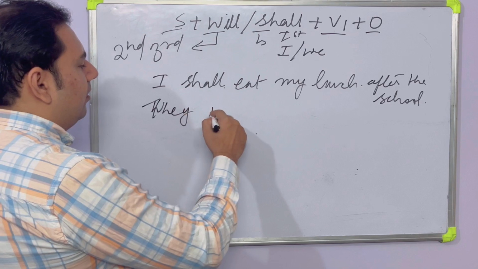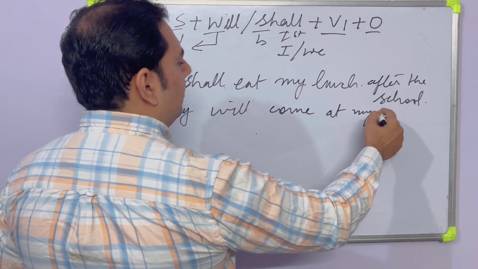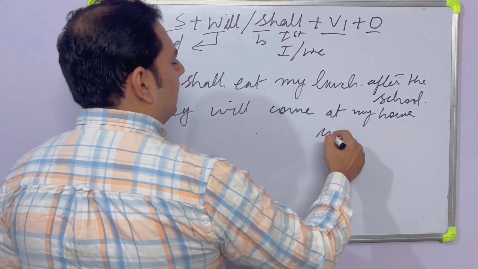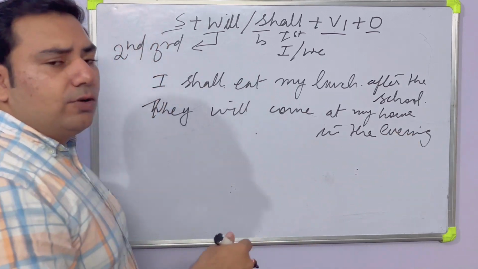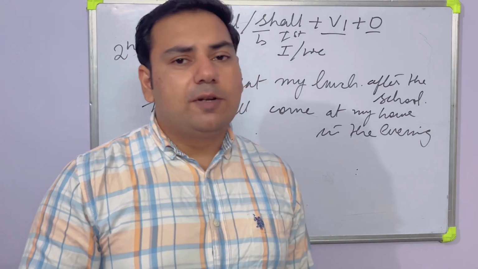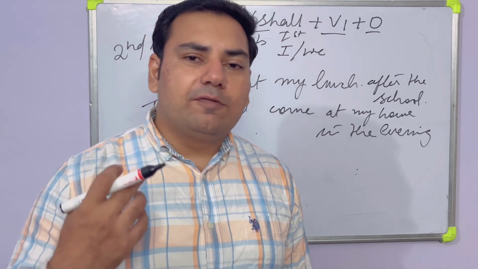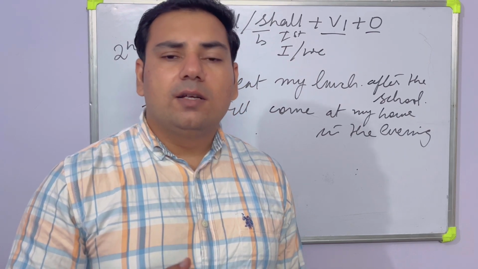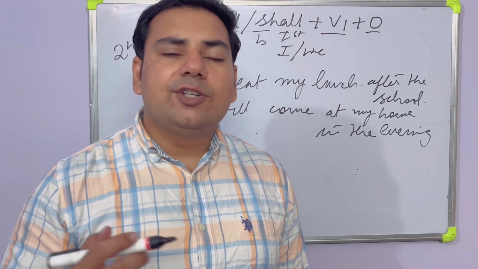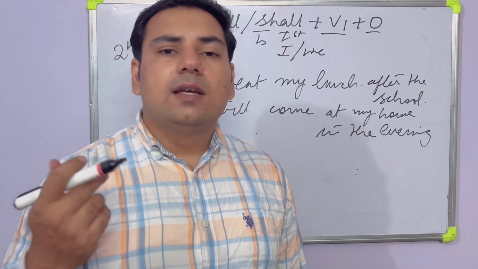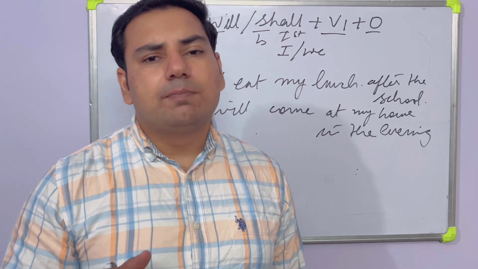They will come at my home in the evening. Okay, they will come at my home in the evening. So that is the simple future tense. Now they are very easy. You can just create multiple future sentences. All right, like she will cook her food, I shall learn my own things, he will write a letter. Okay, so this is how you can just go on with a simple future.